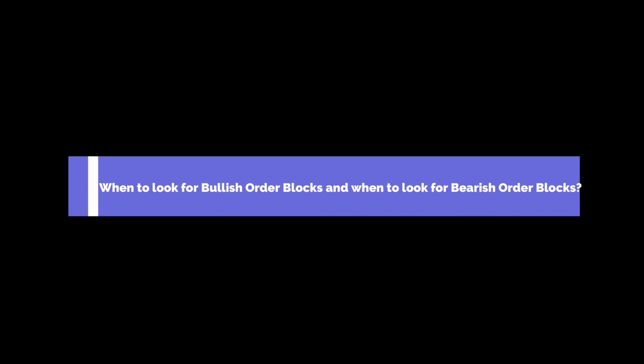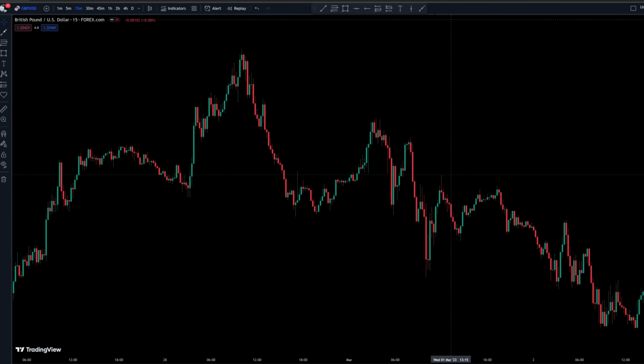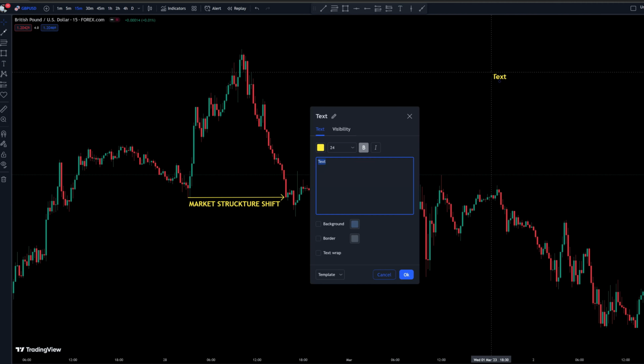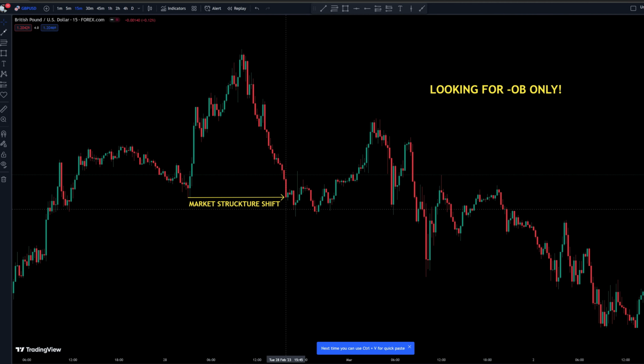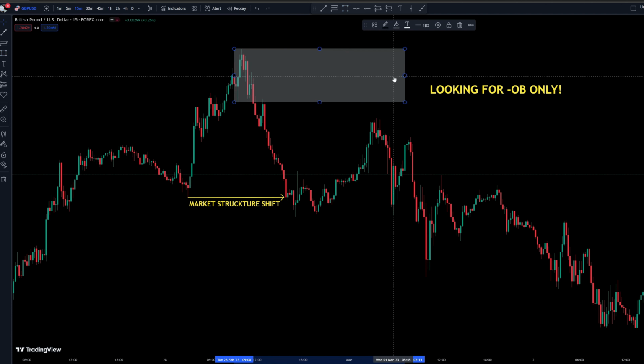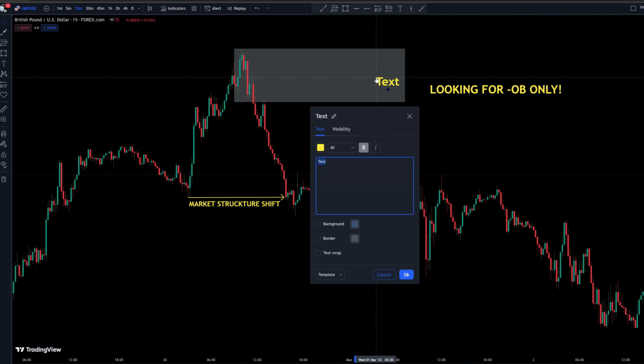When to look for bullish order blocks and when to look for bearish order blocks. This has been one of the main reasons why, despite the popularity of the order block in recent years, there are still many who fail to identify high probability order blocks and fail to know when to look for bullish or bearish order blocks. There are many sources saying what is a bearish or bullish order block, but they fail to address the question of when to look for each.